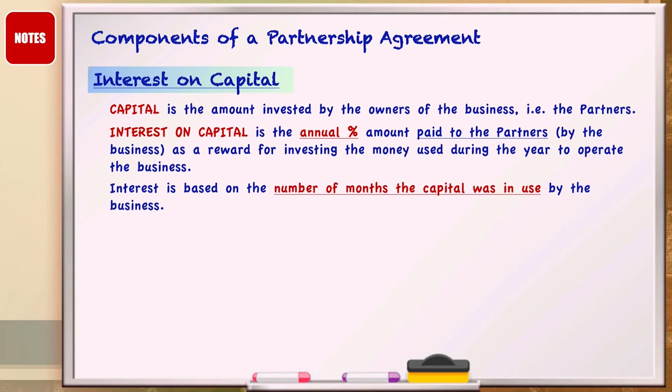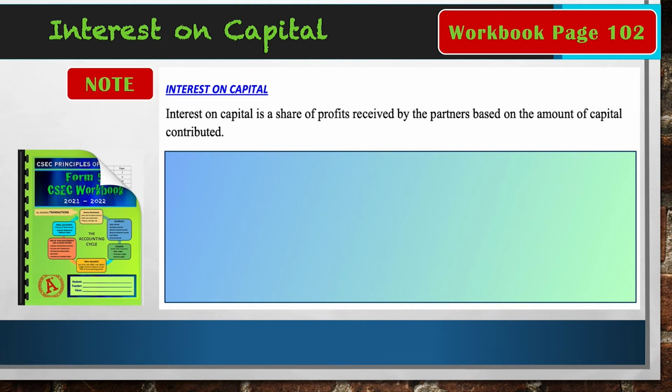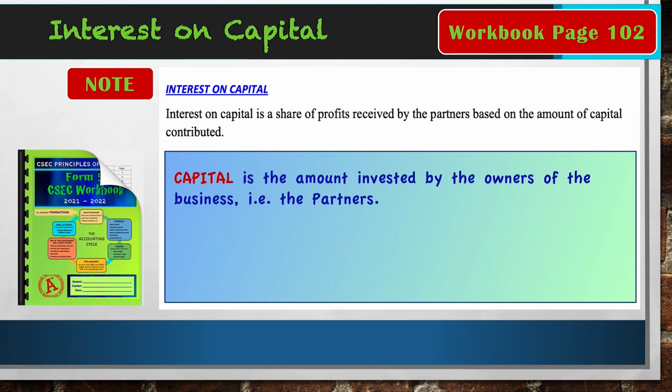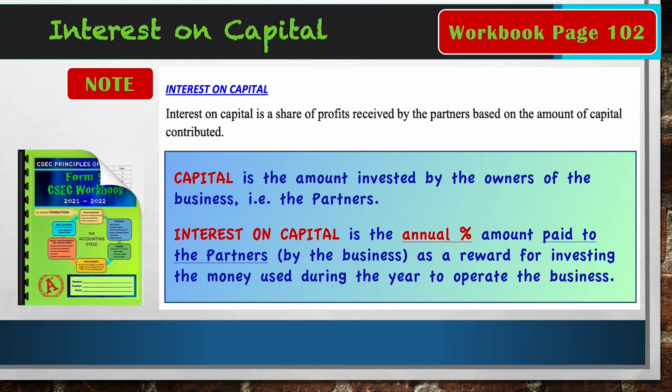So interest on capital, and your reference, page 102. Capital is the amount invested by the owners of the business. That is, in this case, the partners. Interest on capital is the annual percentage amount paid to the partners as a reward for investing the money used during the year to operate the business.